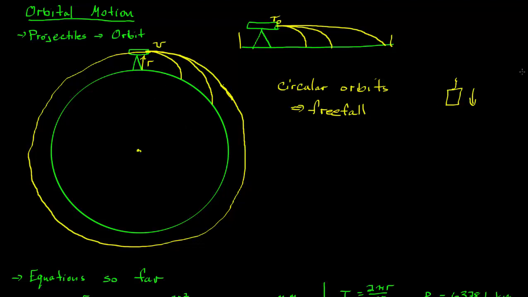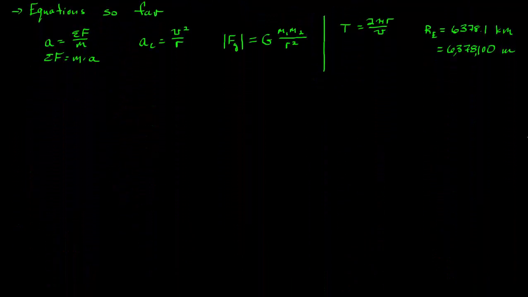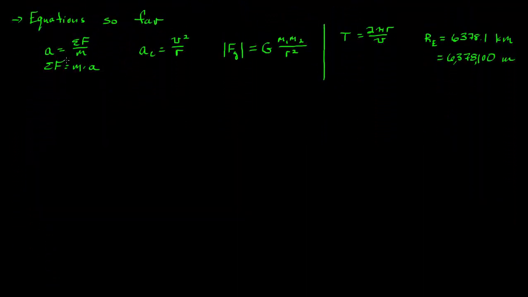Okay, so let's tie this all together, and then we can start quantifying some stuff. First, let's go back to the equations that we have so far. We have Newton's second law. These three are all given on your equation sheet. The acceleration is net force over mass. Rearranging, the net force is equal to mass times acceleration. Then we have the definition of centripetal acceleration, which is v squared over r, where v is your tangential velocity. And then we have Newton's law of gravitation. We can combine these together in order to start dealing with orbits.